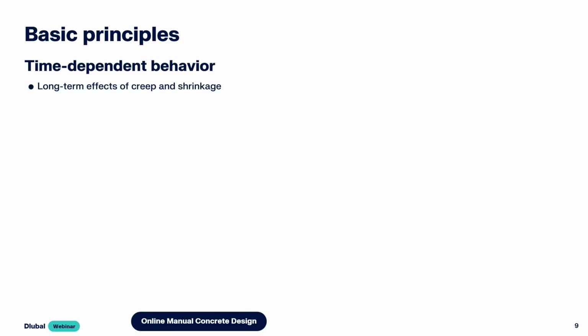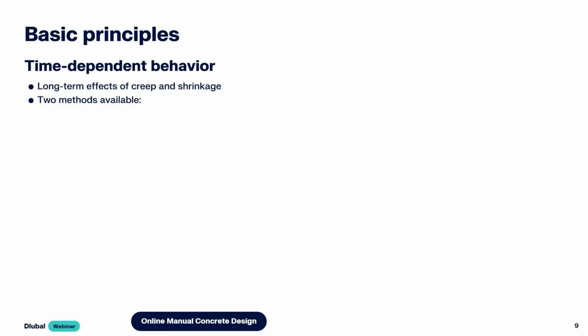Creep is the increase in strain under constant stress over time. Shrinkage is the volumetric contraction over time, caused by drying or hardening. Without restrained conditions, shrinkage leads to additional strain, meaning shortening. Under restraint, it leads to additional tensile stresses.